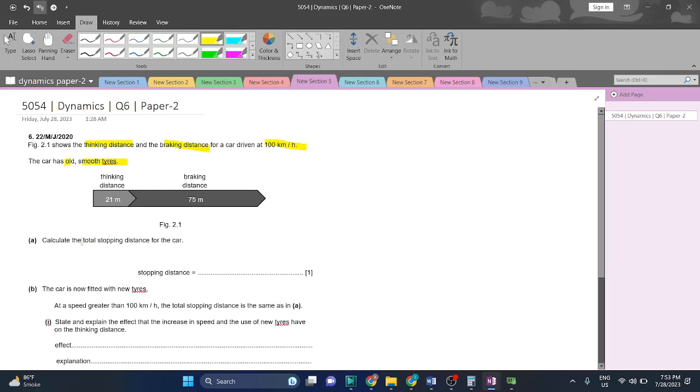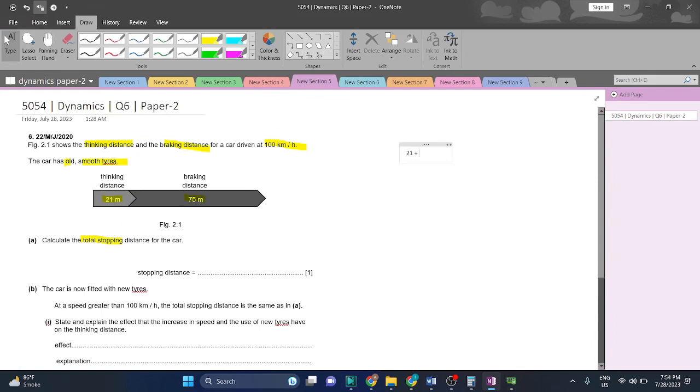Anyways, calculate the total stopping distance for the car. Stopping distance will consist of thinking distance and the braking distance. Just imagine you're going on a road and you see a goat ahead. First you will think, this goat is in front, I should stop. It will take a couple seconds for you to think, and then you'll start to apply the brakes, which is the braking distance. So the total stopping distance will include the braking distance and the thinking distance, both.